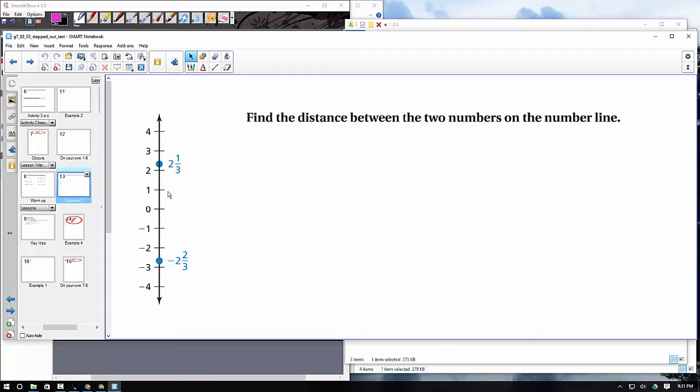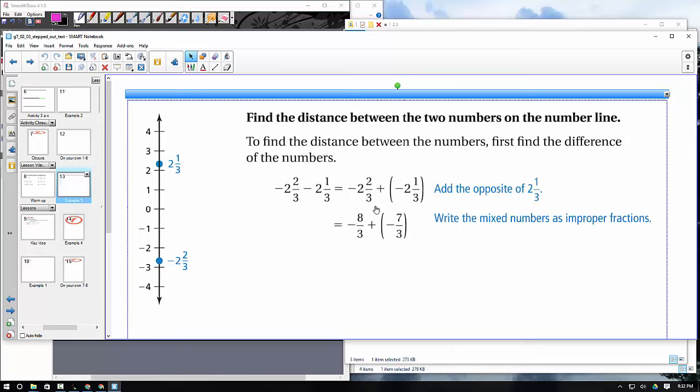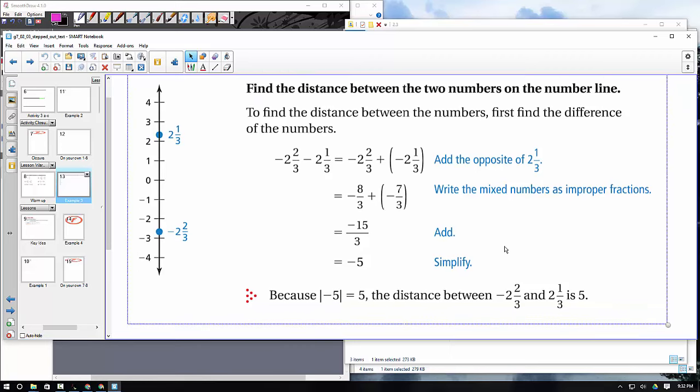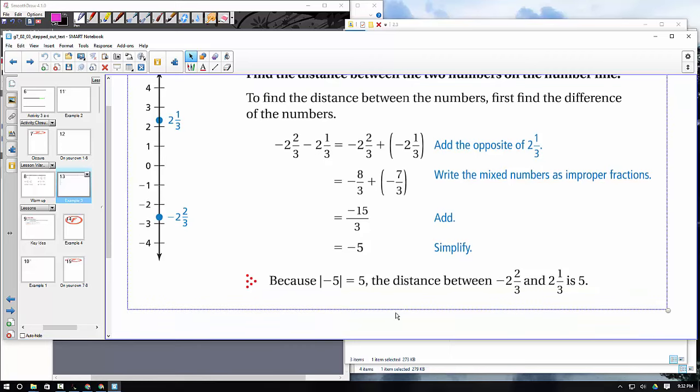Finding the distance between these two here, we'll have to take 2 1/3 to 0 is 2 1/3, and then subtract another 2 2/3 to go down here. So altogether, I went 4 3/3, which is 5, right? So in this case, the answer is 5.